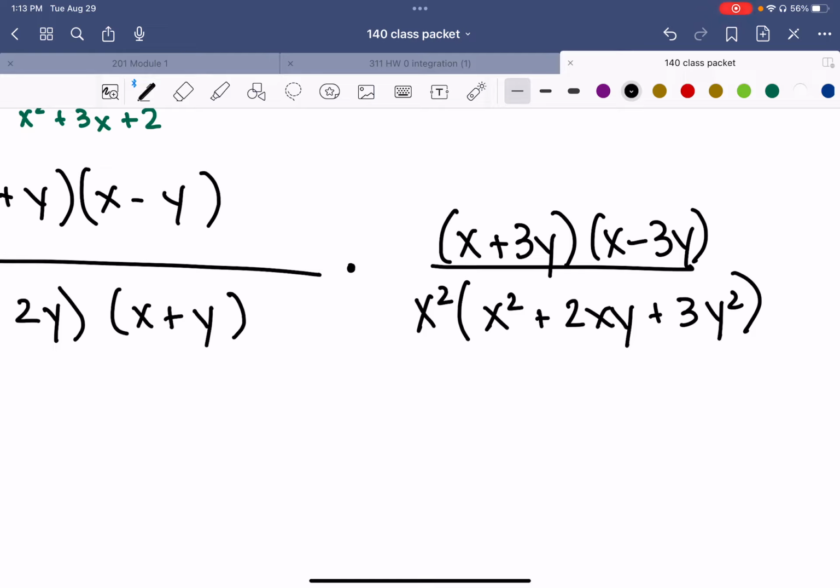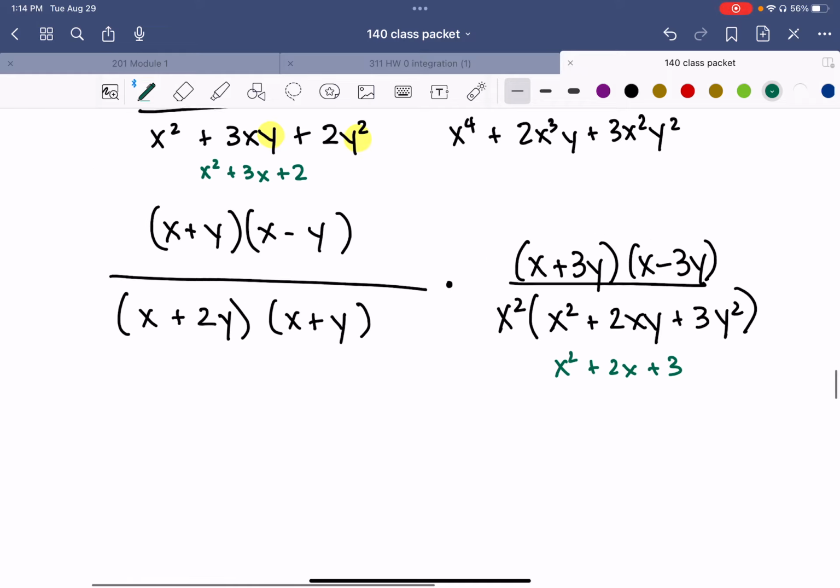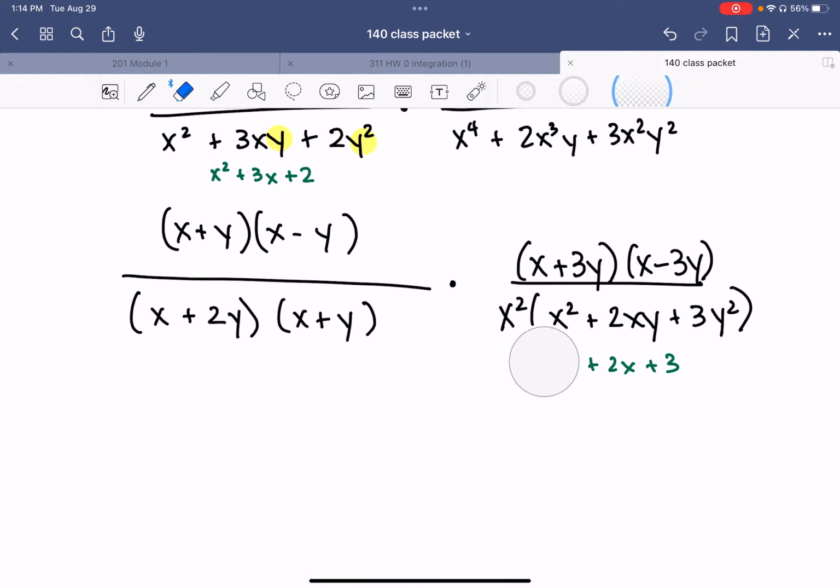And again, let's think about this one without the y. So x squared plus 2x plus 3. Now I'm looking for two things that multiply to 3 but add to 2. Well, the only things that multiply to 3 are 3 and 1, or negative 3 and negative 1. And so we're not going to be able to find a number that works here. So that means that we're not going to be able to reduce that. So we're going to leave it just as it is.